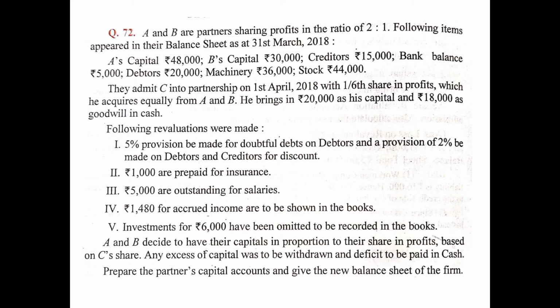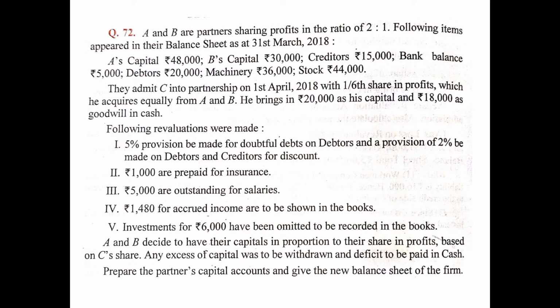Following revaluations were made: 5% provision be made for doubtful debts on debtors, and a provision of 2% was to be made on debtors and creditors for discount. So that means there are three types of provisions which you are required to make. You are required to make 2% provision for discount on creditors. The value of creditors is 15,000, so 2% of 15,000 will be 300.